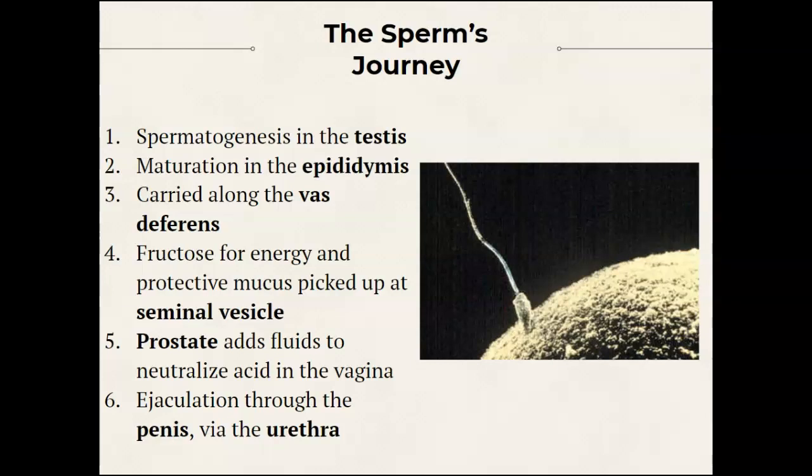If the sperm don't have this mucus on them, then they will not survive because it's too acidic. The prostate also adds fluids to help neutralize that acid in the vagina, and then ejaculation happens through the penis via the urethra.